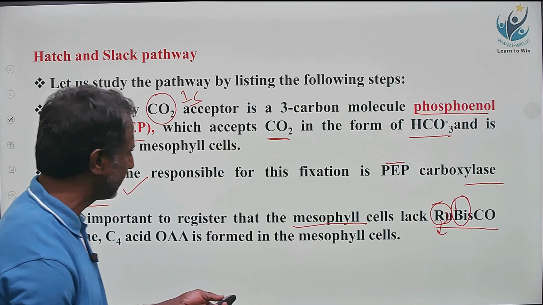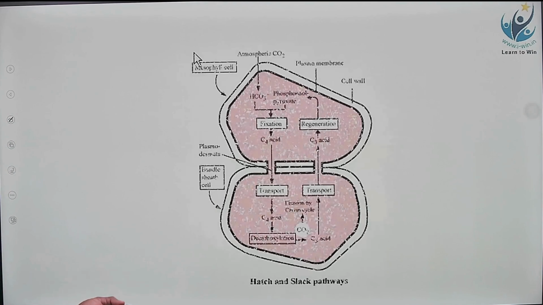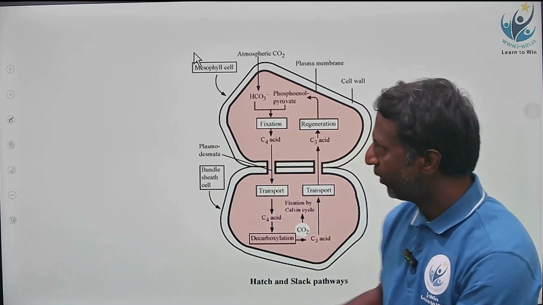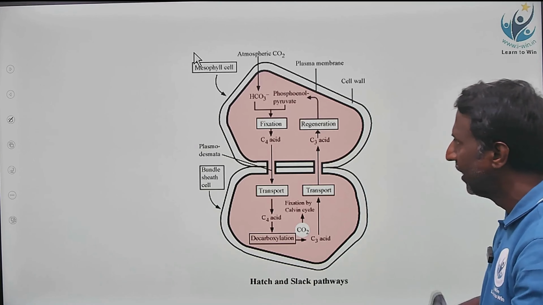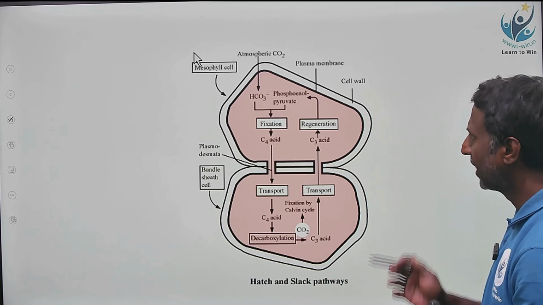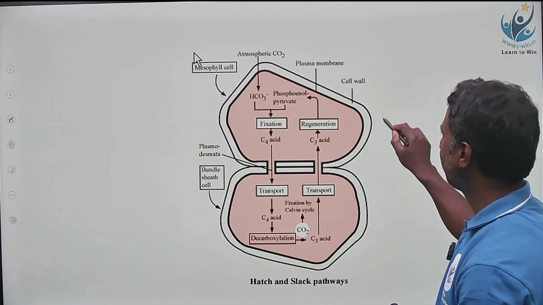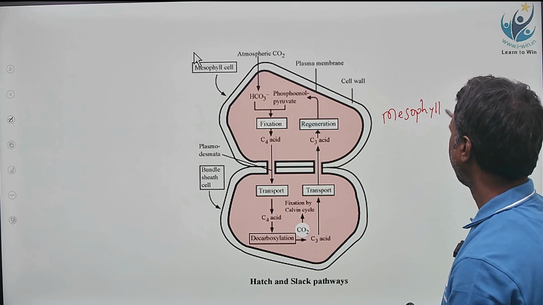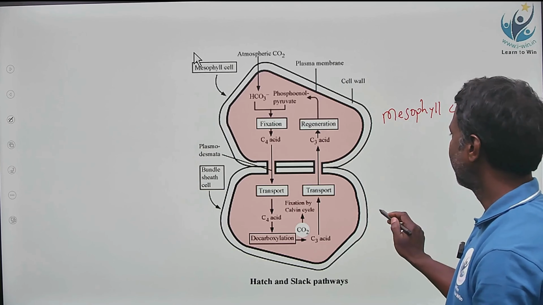That we will discuss everything by going to the diagrammatic representation. So guys, this is a very, very important diagrammatic representation which tells all about the C4 plants. Now, before that, look here. This is a mesophyll cell, and this is a bundle sheath cell.